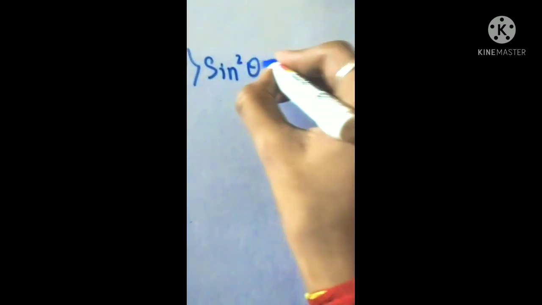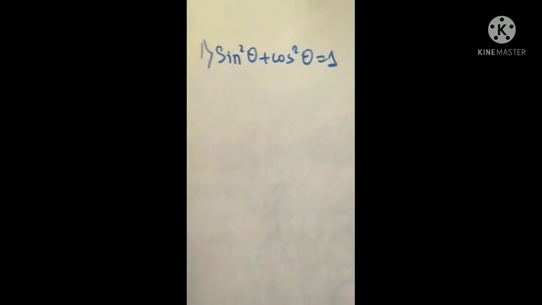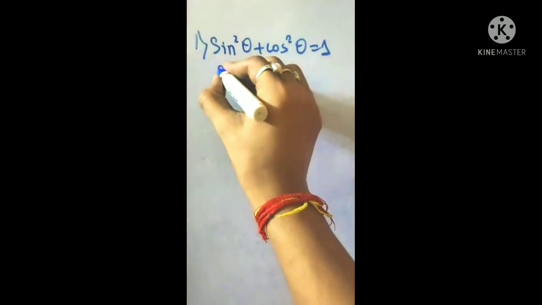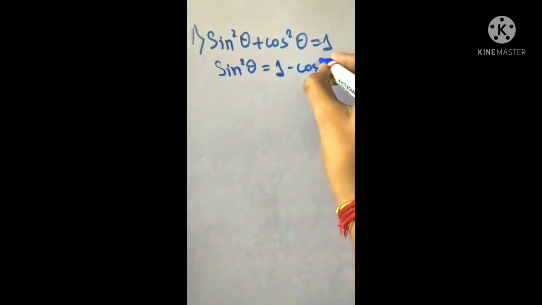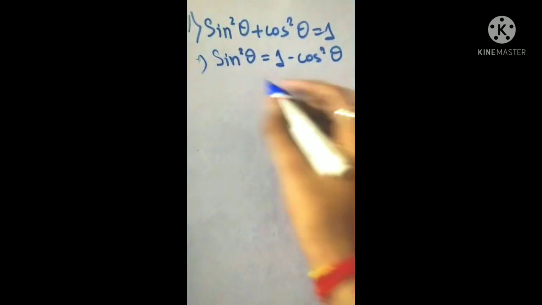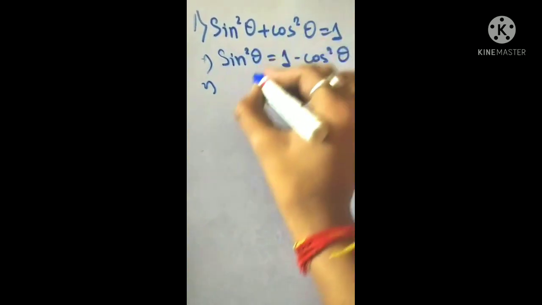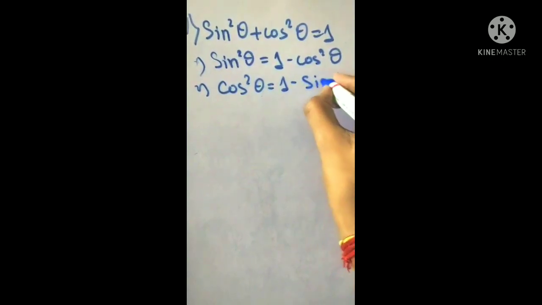Now I am going to give you some important observations that we are getting from the three trigonometric identities. Our first trigonometric identity is sin square theta plus cos square theta is equal to 1. From here we can say that sin square theta is equal to 1 minus cos square theta. That means in place of sin square theta you can write 1 minus cos square theta. Similarly, if I write cos square theta, then it will be 1 minus sin square theta.